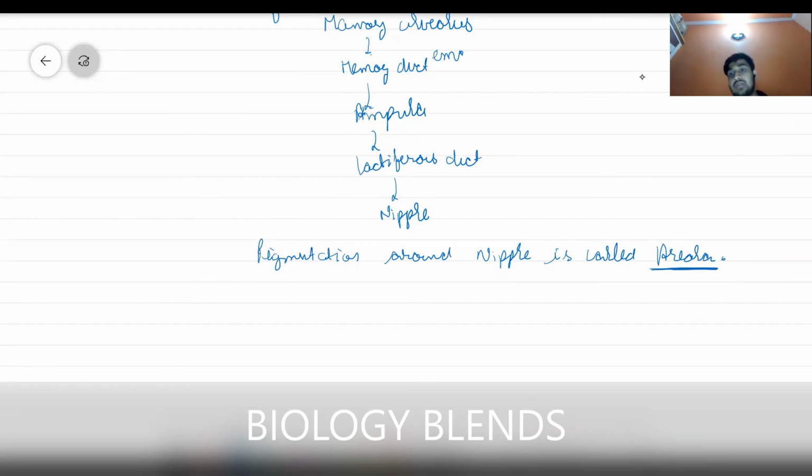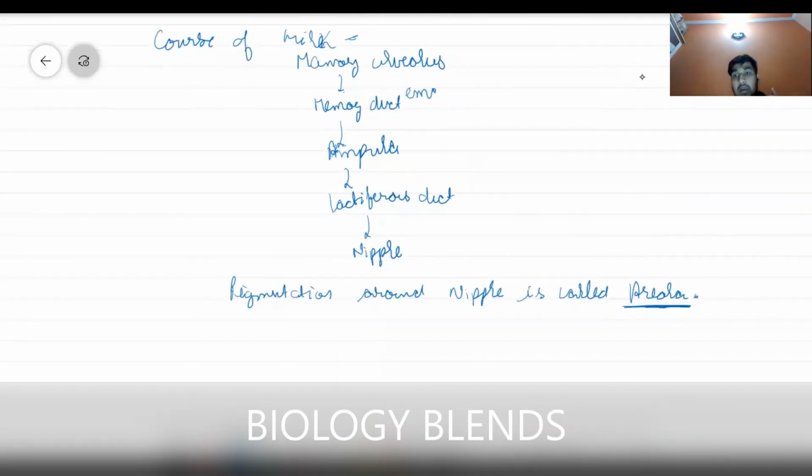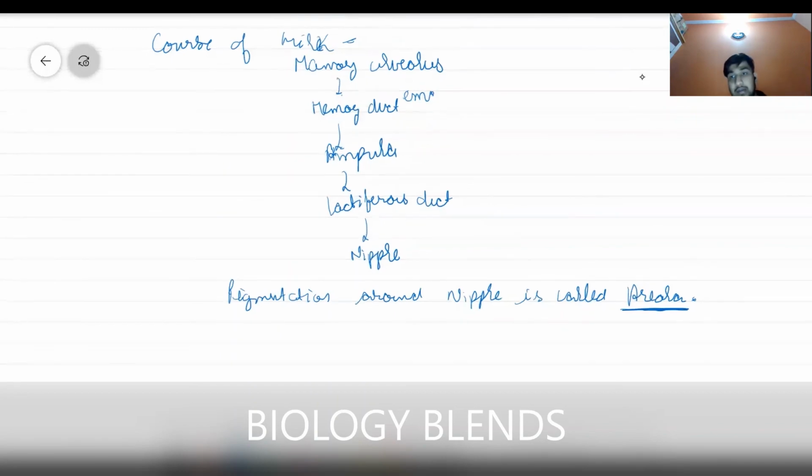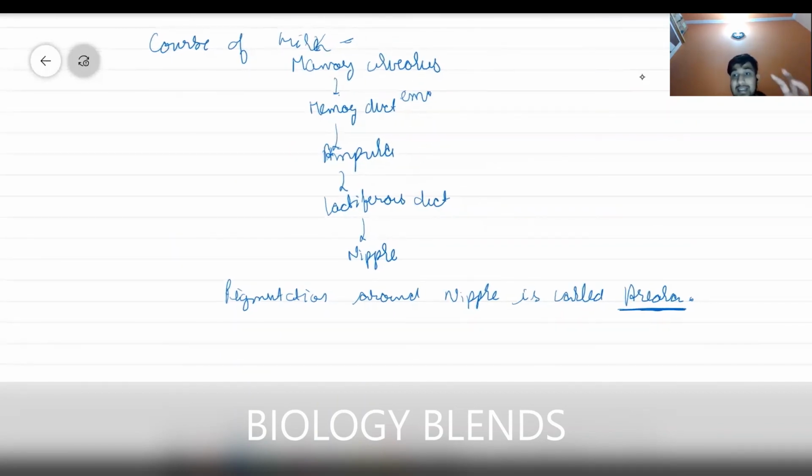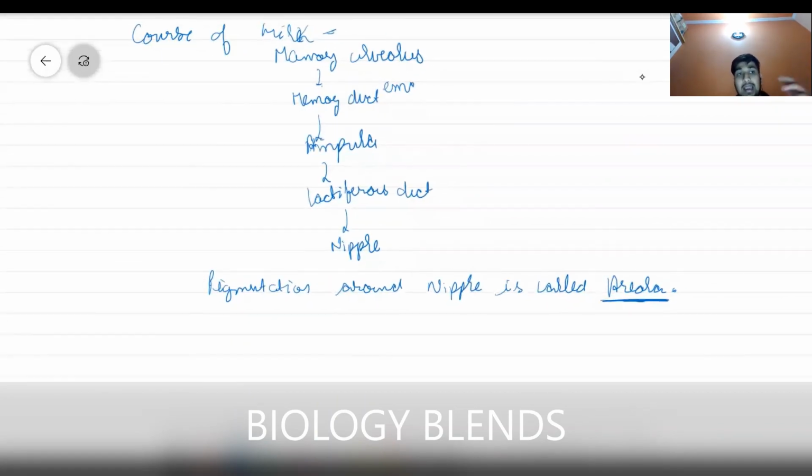Actually, how is the milk ejected? The baby sucks the nipple, and the sensation goes from the nipple to the posterior pituitary, releasing the oxytocin hormone. Oxytocin compresses the muscle of the breast and the milk is ejected into the mouth of the baby.